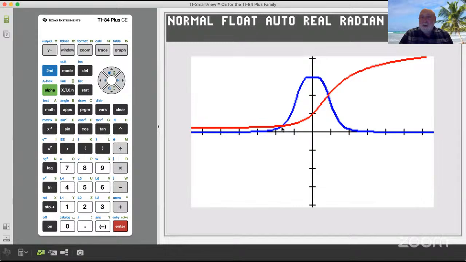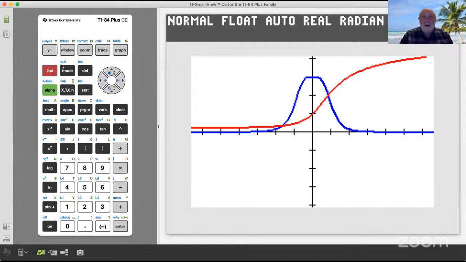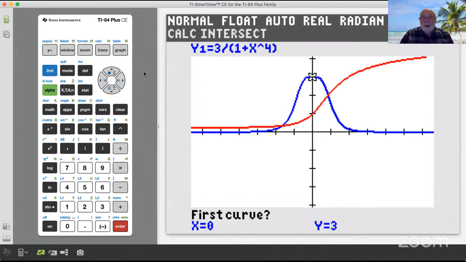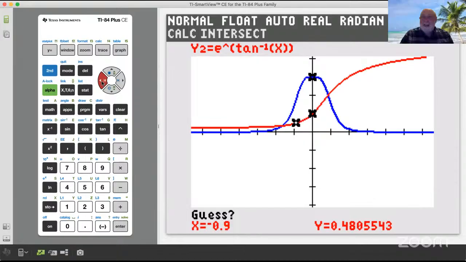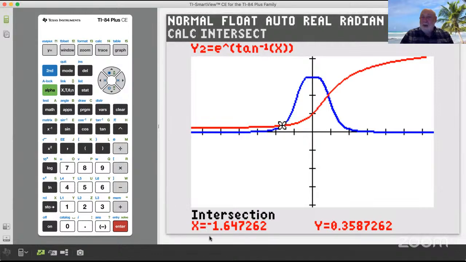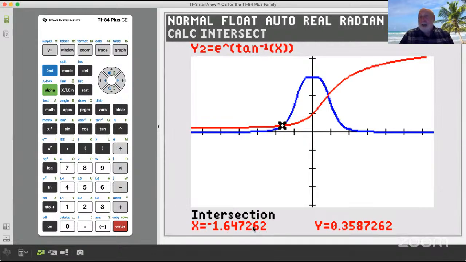I need the x values of these two intersection points. So let me go to calc, and we want to calculate an intersection, so let me go down to number 5. The first curve, I'm on it already, and the second curve, there's only one other, so that's good. As a guess, I want to get at least in the vicinity of that first intersection point. That looks reasonably close, and when I hit enter, it'll home in on it. And here's that intersection point to several digits of accuracy.